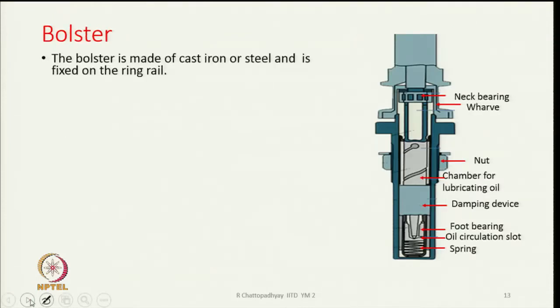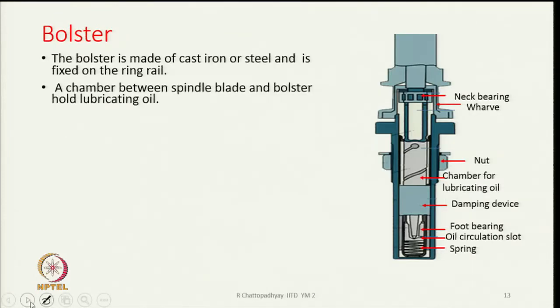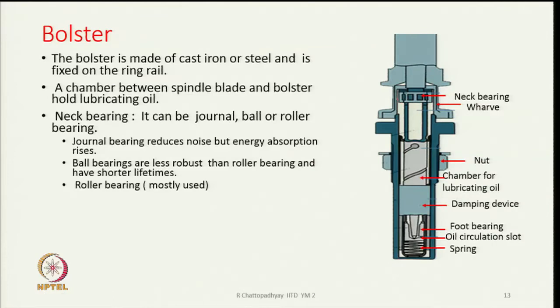Now, the bolster part we need to know. The bolster is made of cast iron or steel and is fixed on the ring rail. Its diagram is shown here.